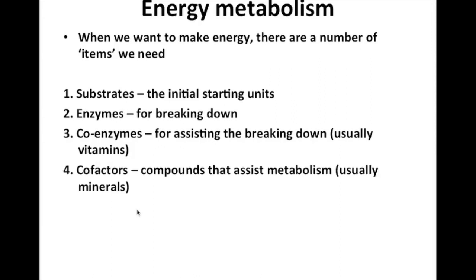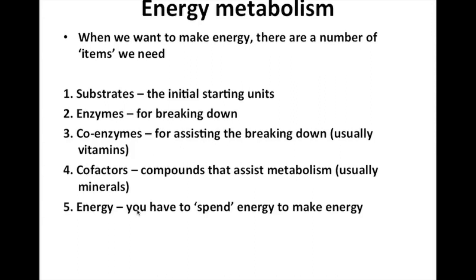So coenzymes help the enzymes to do their work, and these are usually vitamins, and particularly for our energy we use B vitamins. We also have things called cofactors, and these are compounds that help this general process to happen, and they're usually minerals. So we need to eat our macronutrients to give us energy, but also we need to eat our vitamins and minerals, the micronutrients, to help us get the energy from the macronutrients.